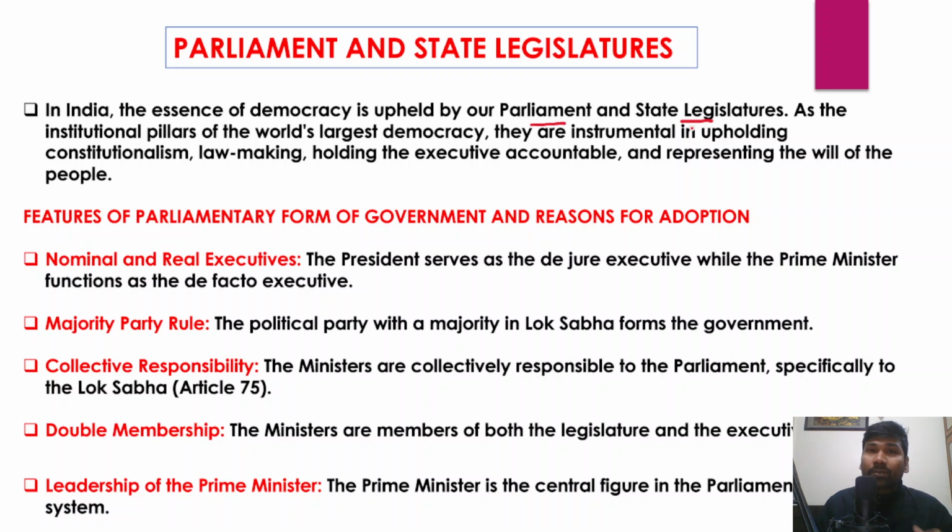Parliament also plays a very important role in holding the executive accountable, and it is also known as the body representing the will of the people. Because in the Lok Sabha, which is also called the lower house, the representatives are directly elected by the people. However, in the Rajya Sabha, the members are indirectly elected. So together, we could say that the parliament represents the will of the people, and it also holds the executive accountable, because the Council of Ministers is collectively responsible to the lower house of the parliament.